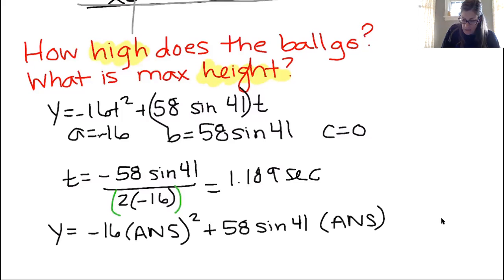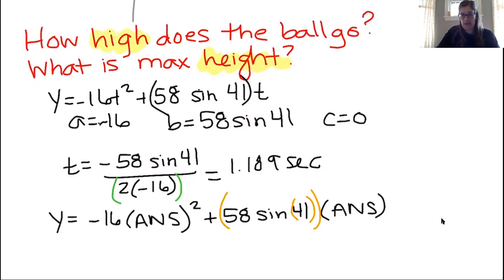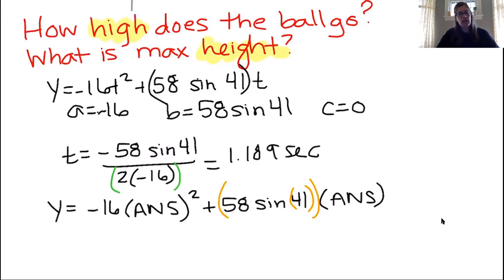You do want to be careful here on this sine 41. I know the calculator will bring up a set of open parentheses, so make sure that you close it. If you did a set of parentheses around the 58, then you'll have a double close right there. Okay, so it all depends on how you type it in. If you're going to use 1.189 instead of the answer key, your answer may be slightly different, but it should be pretty close. I'm going to use my answer function as I type this in.